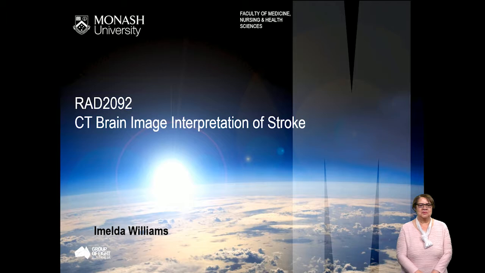This presentation will focus on image interpretation of the stroke and the importance that radiology plays in identifying the different types of stroke. Also really important for radiographers is to be aware of the timing when a patient has been referred to the CT department, query whether they've had a stroke.